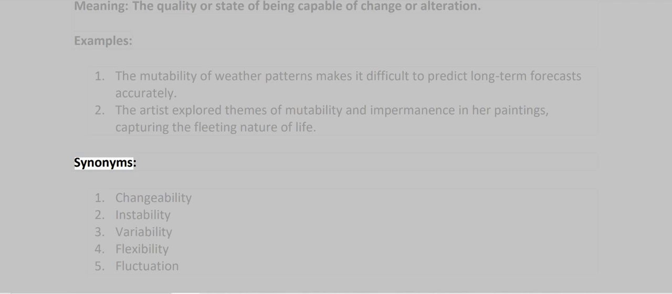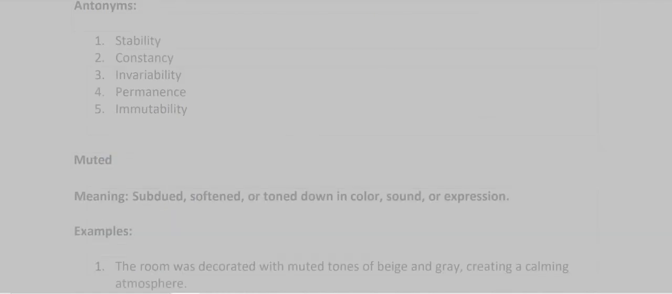Synonyms: 1. Changeability. 2. Instability. 3. Variability. 4. Flexibility. 5. Fluctuation. Antonyms: 1. Stability. 2. Constancy. 3. Invariability. 4. Permanence. 5. Immutability.